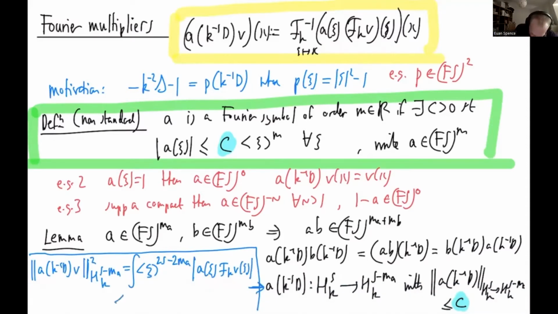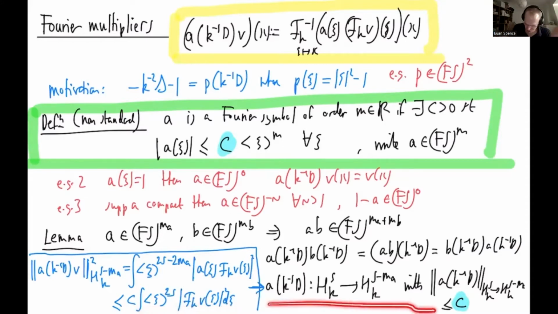And then I just use my bound on a up here to say this is less than c, and I then have my psi to the 2s, the Fourier transform of v, psi squared, and this quantity here is precisely the hs norm of v. Okay, so these Fourier symbols then have these nice mapping properties between these weighted spaces.